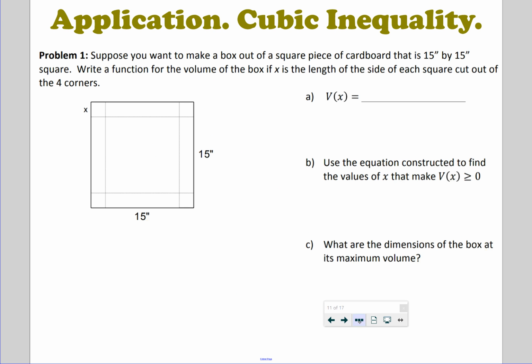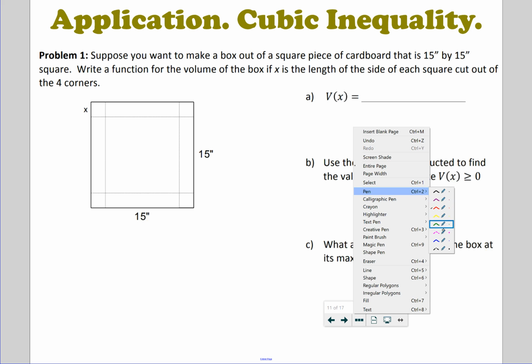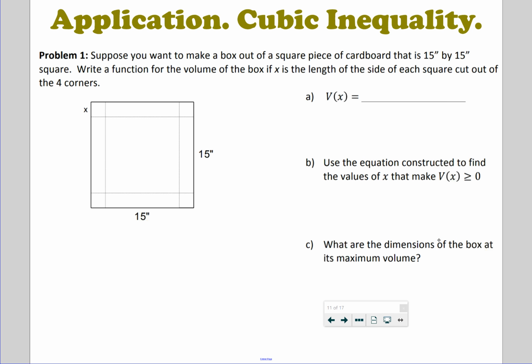Okay, let's look at a cubic application problem. This is a box problem. We've seen something similar to this before. Suppose you want to make a box out of a square piece of cardboard that's 15 by 15 inches square. Write a function for the volume of the box if x is the length of the square that's cut out. So here are those squares that are getting cut out. Each side is x. So you can label them here.